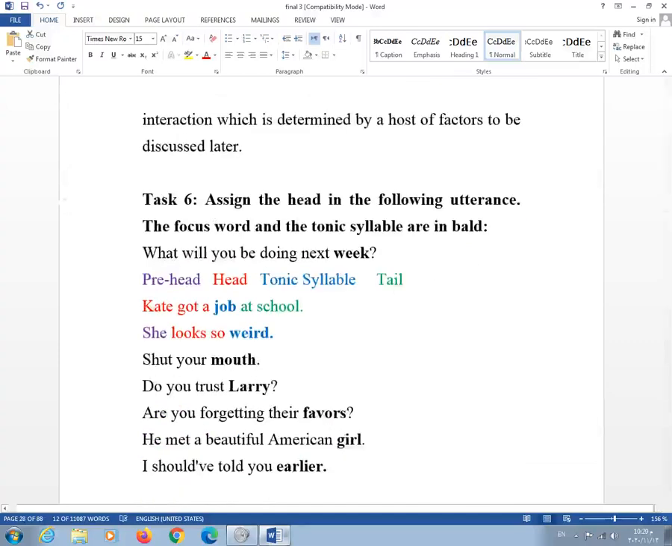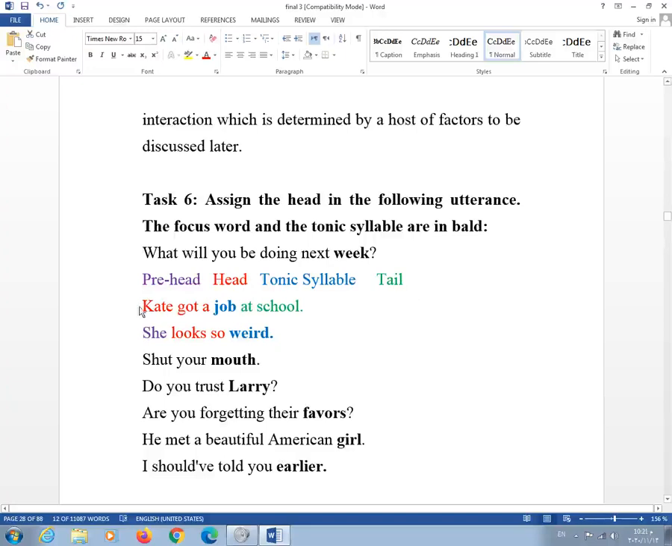Here we have a task: assign the head. Task number six: assign the head in the following utterances. The focus word and the tonic syllable are in bold, as you see here. To help you, we're going to use the purple color to mark the pre-head parts, the red color to mark the head, the blue color to mark the tonic syllable, and finally the green color to mark the tail.